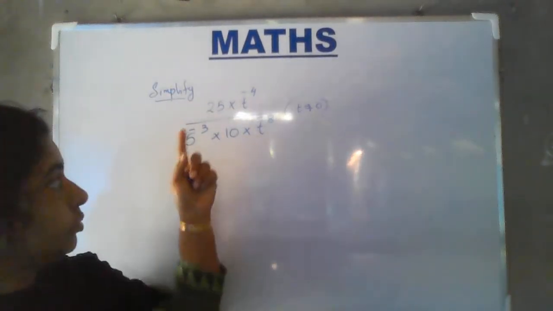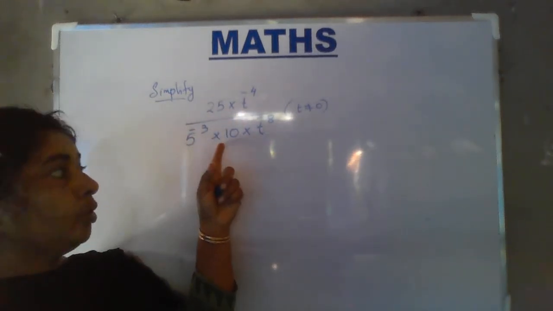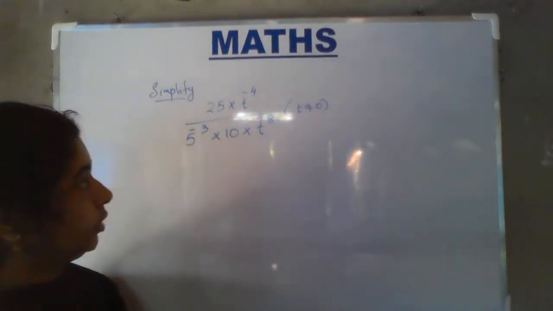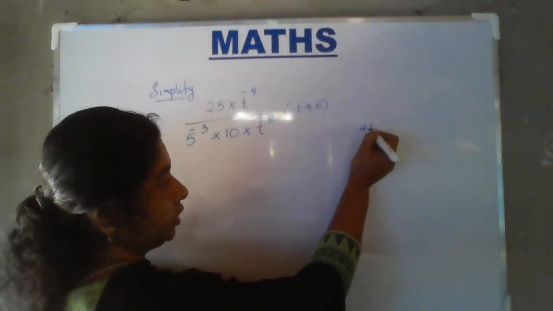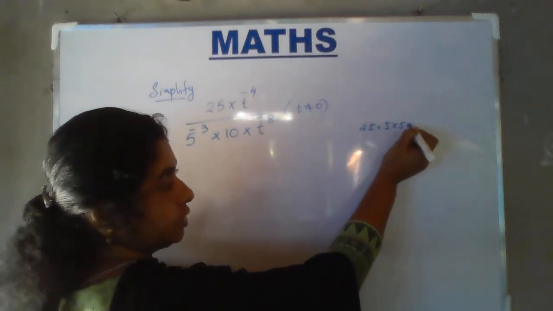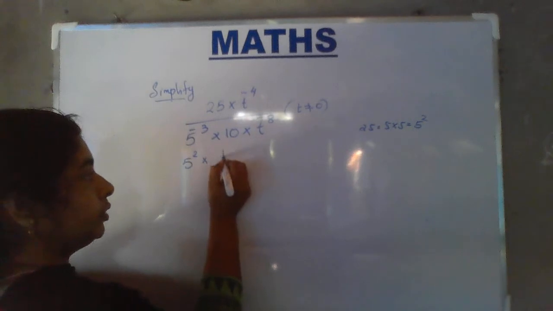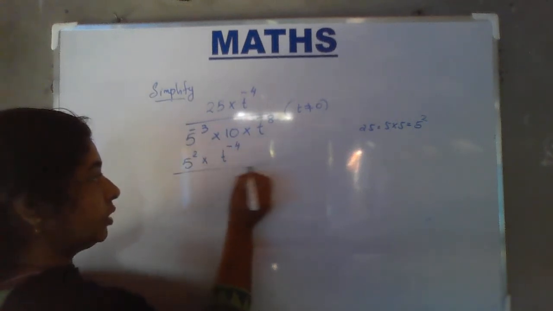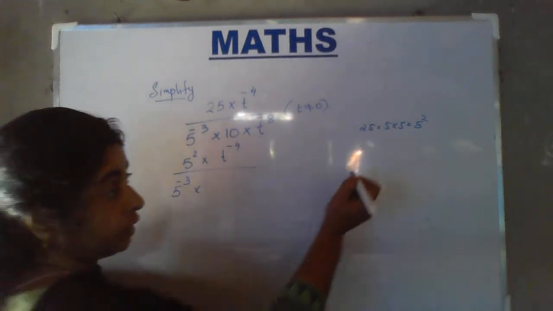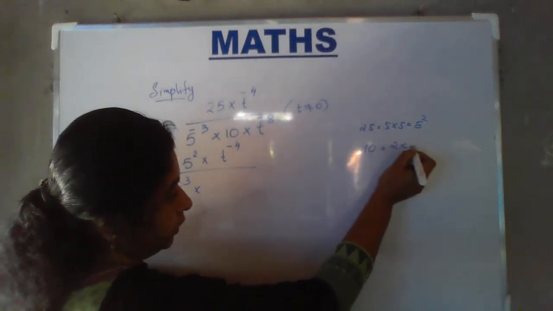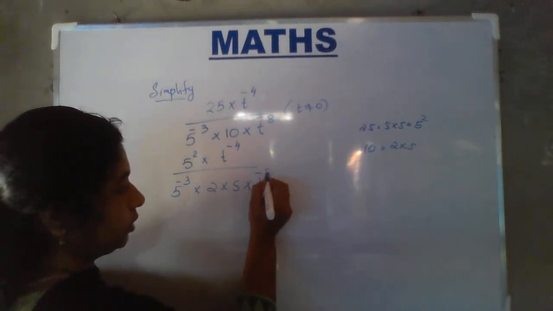Now listen to this question. Simplify 25 into t raised to minus 4 by 5 raised to minus 3 into 10 into t raised to minus 5. Now we can express 25 as 5 into 5, that is 5 square. So we can express this as 5 square into t raised to minus 4 by 5 raised to minus 3 into, we can write 10 as 2 into 5, so 2 into 5 into t raised to minus 8.